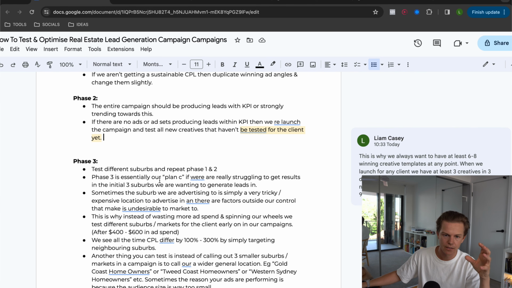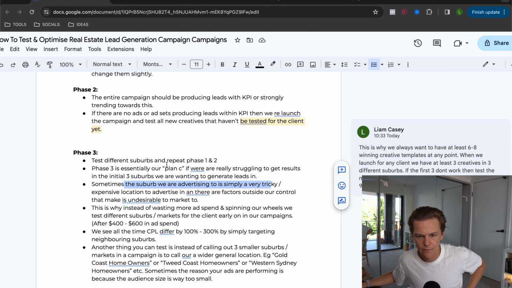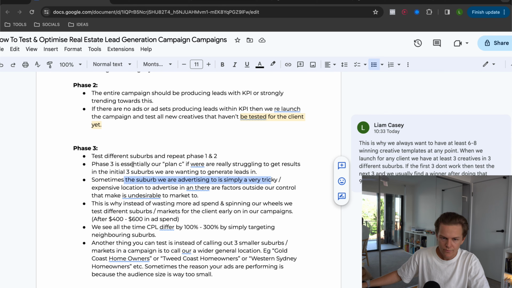So phase 3 is essentially our plan C. If we're really struggling to get results in the initial 3 suburbs that we're wanting to generate leads in, sometimes the suburb that we're advertising in is simply a very tricky, expensive location to advertise in, and there are factors outside of our control that make the market undesirable to market to. This is why, instead of wasting more money, more ad spend, and spinning our wheels, we test different suburbs and markets for our clients early on in our campaigns. So this is after about $400 to $600.